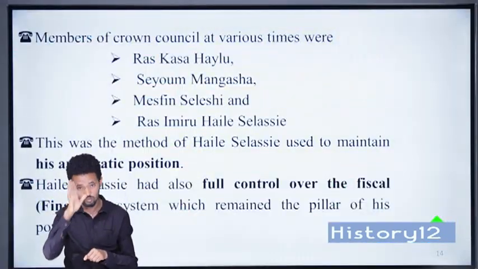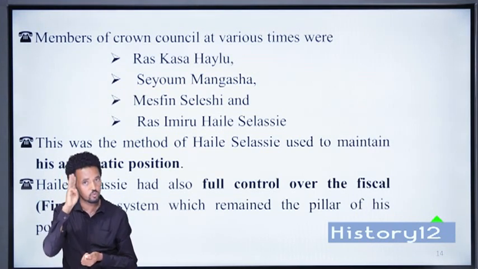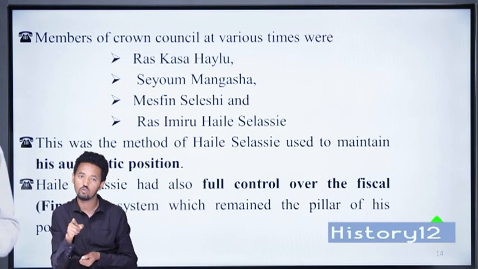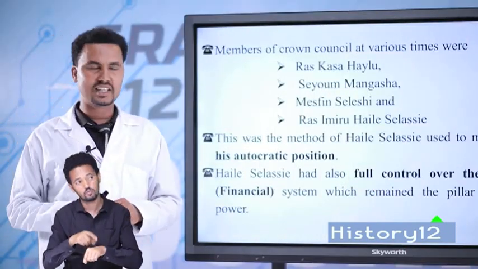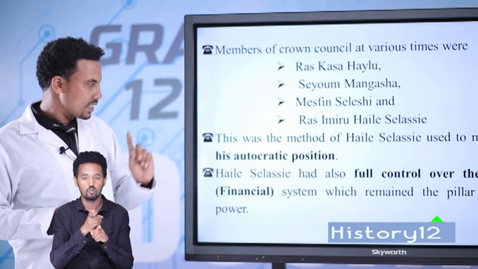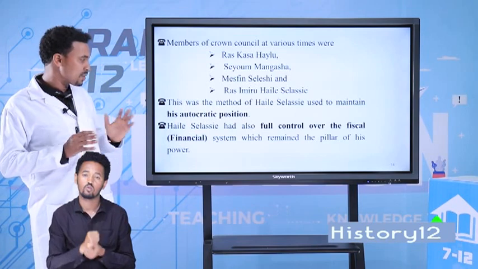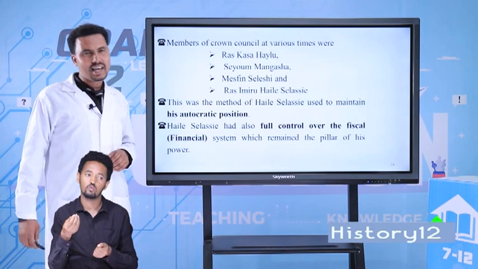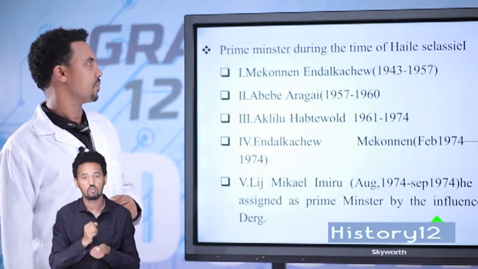The members of the Crown Council were Ras Kasa Hailu, Seyoum Mengesha, Mesfin Sileshi, and Ras Imru Haile Selassie. Those were the Crown Council during the time of Emperor Haile Selassie. This was the method Haile Selassie used to maintain his autocratic position. Haile Selassie also had full control over fiscal policy. The fiscal, or financial, policy was under the domination of the Emperor. He also organized different kelas in different parts of the country.